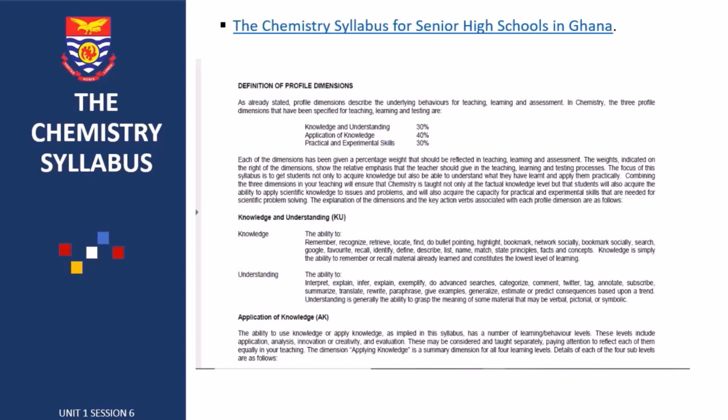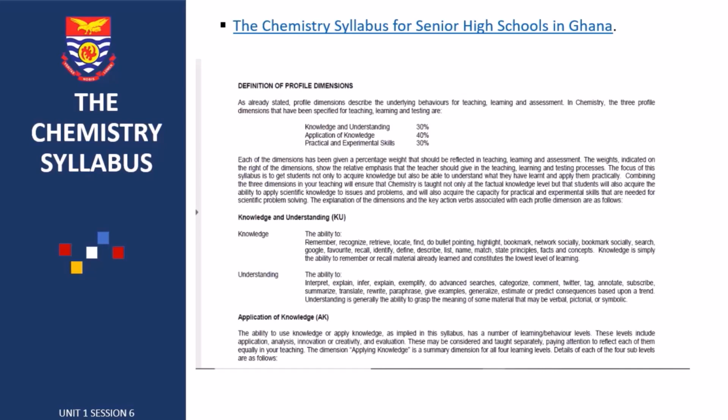Now let's move to the profile dimension in chemistry. In chemistry, there are three profile dimensions that have been specified for teaching, learning, and testing. And they are knowledge and understanding, application of knowledge, and then practical and experimental skills. The percentage weight for knowledge and understanding is 30%. For application of knowledge, it's 40%. And then the practical and experimental skills also take 30%.